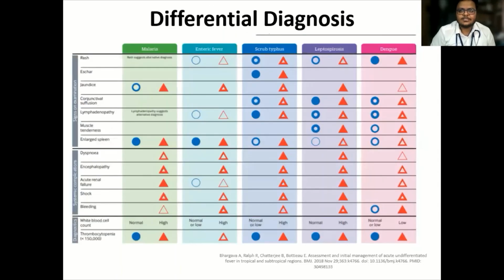If you look at the differential diagnosis for leptospirosis, it is wide and encompasses malaria, enteric fever, scrub typhus, and dengue. What I would like to highlight is that in any patient presenting with an undifferentiated febrile illness, the presence of jaundice, conjunctival suffusion, muscle tenderness, acute renal failure, and shock should alert us clinicians to the possibility of leptospirosis.